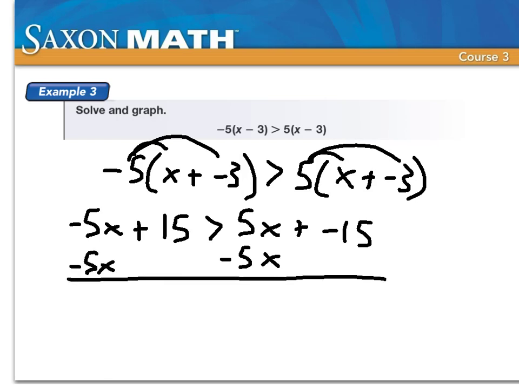So what happens is these x's, 5x's and negative 5x's, cancel. Okay, so I go over here. Negative 5x plus negative 5x is negative 10x's. Plus, I still got 15 is greater than, and on this side now, all I have is negative 15.